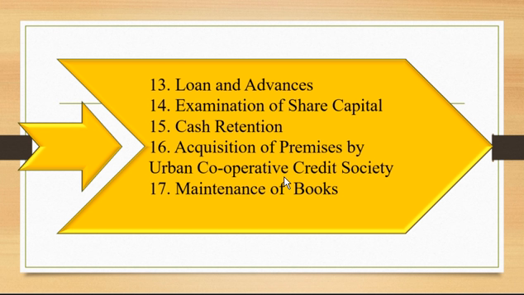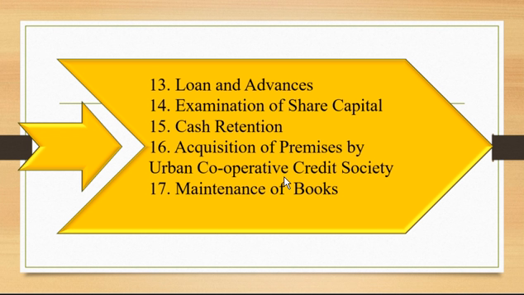And then next is acquisition of premises by urban cooperative credit society. For acquisition or construction of premises or land, check whether norms or guidelines issued by the registrar of cooperative societies are complied with. And last is maintenance of books. Auditors should ensure the additional books of accounts kept by the urban cooperative credit society, like fixed deposit register and surety register.